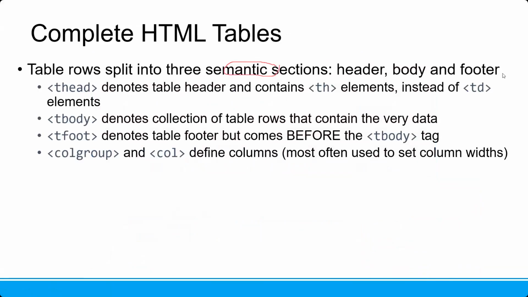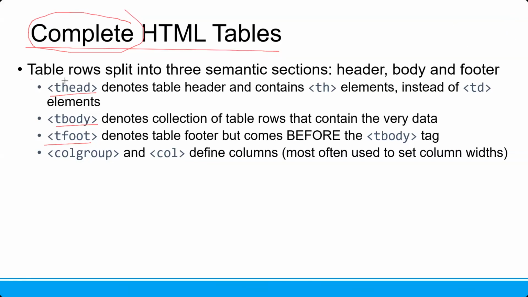So in the basic definition, we have the complete HTML tables. What does it mean, complete? When you make the HTML, you can specify what is the header of the table, what is the body of the table, what is the footer of the table. So this is the complete HTML table.